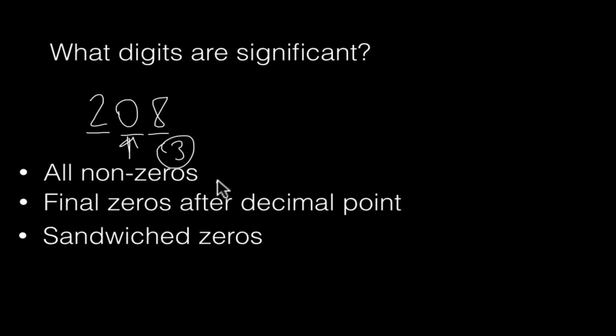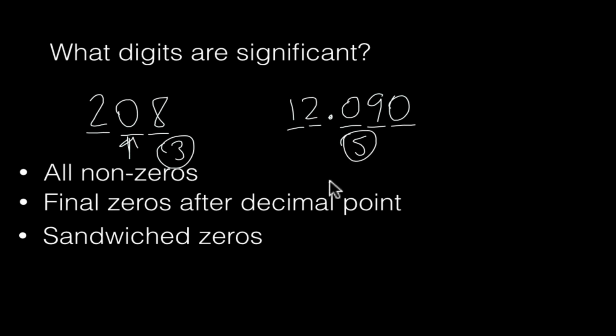Another one, just to kind of use all these rules real quick, if we had 12.090, so if we looked at all our rules, we have non-zero, non-zero, non-zero, those are all significant. If we looked at the final zeros after the decimal point, this would be the final 0. And then we have sandwich zeros, so we would have 5 significant digits in this case.